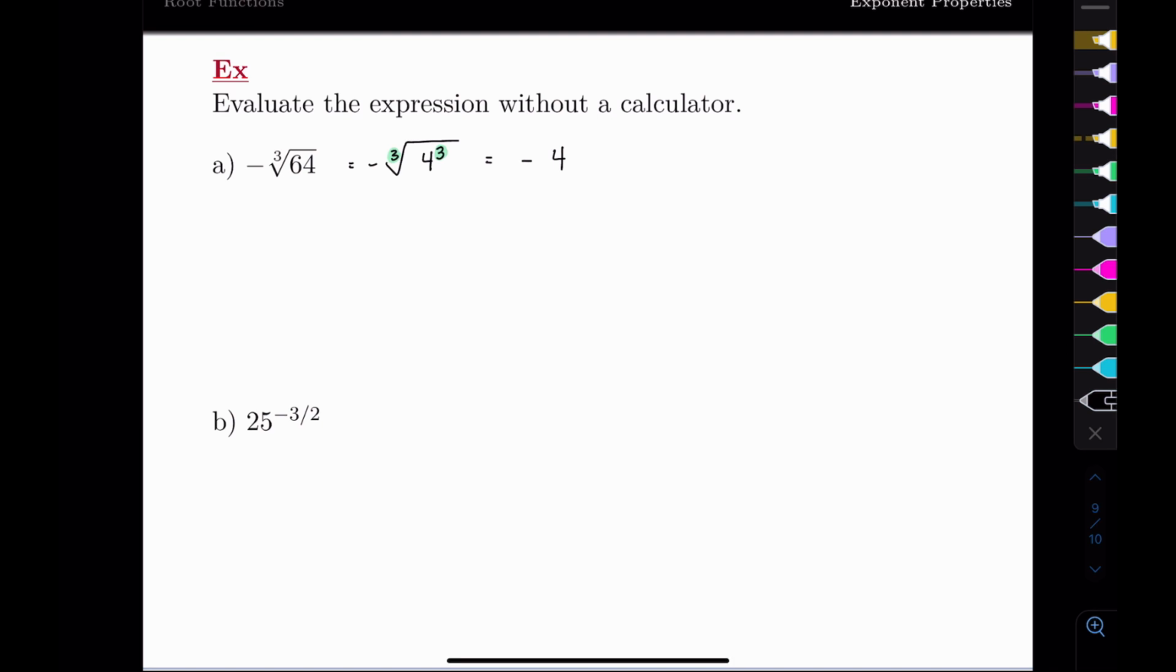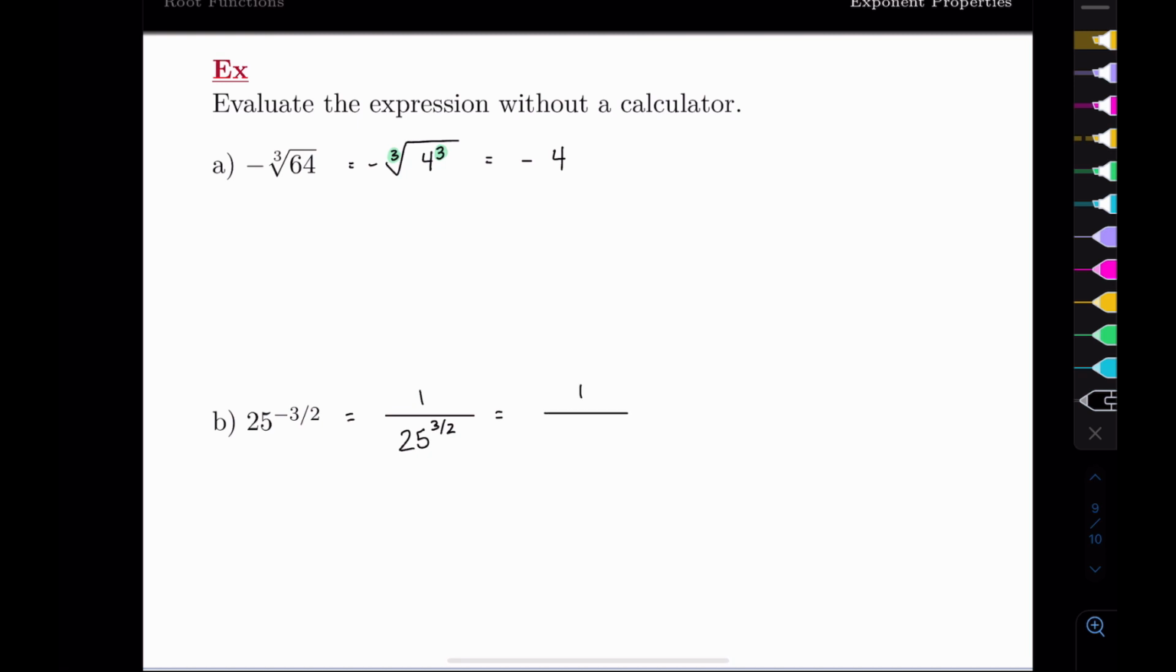Okay. For this next one, we have a fraction exponent. So you can go about this quite a few different ways. My gut instinct, because I have this negative exponent, is to turn it positive. So I would turn that positive by flipping it into the bottom. So it'd be 25 to the 3/2.